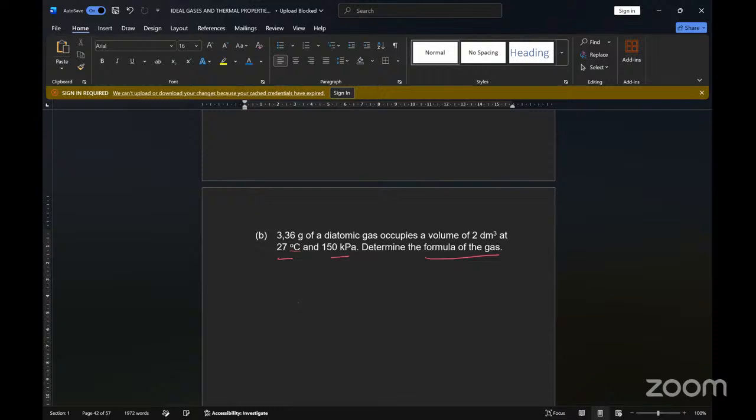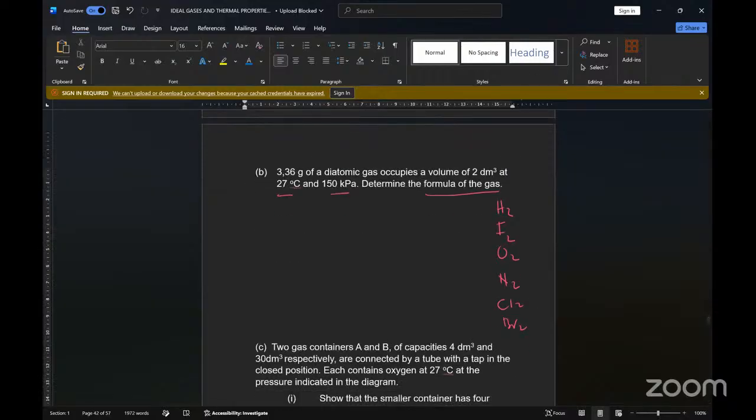Okay. Now, the only diatomic gases in nature are, we start with hydrogen. Okay. Then we have fluorine, we have oxygen, we have nitrogen, then we have your chlorine, your bromine, iodine, and so these are diatomic gases. Okay, they consist of two atoms. So here they say determine the formula. So we are going to calculate and see which one of these gases corresponds to that.